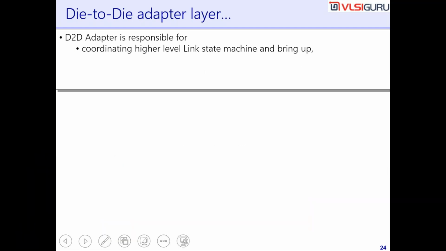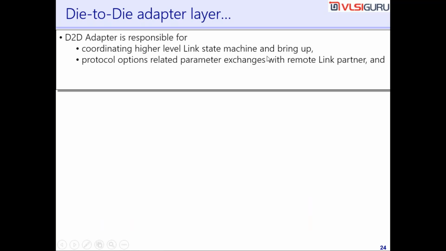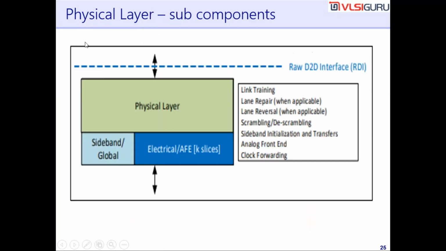The die-to-die adapter is responsible for coordinating the higher level link state machine and bring up, protocol options related parameter exchanges with the remote link partner, and, when supported, power management coordination among the remote link partners. They all are done as part of the D2D adapter.